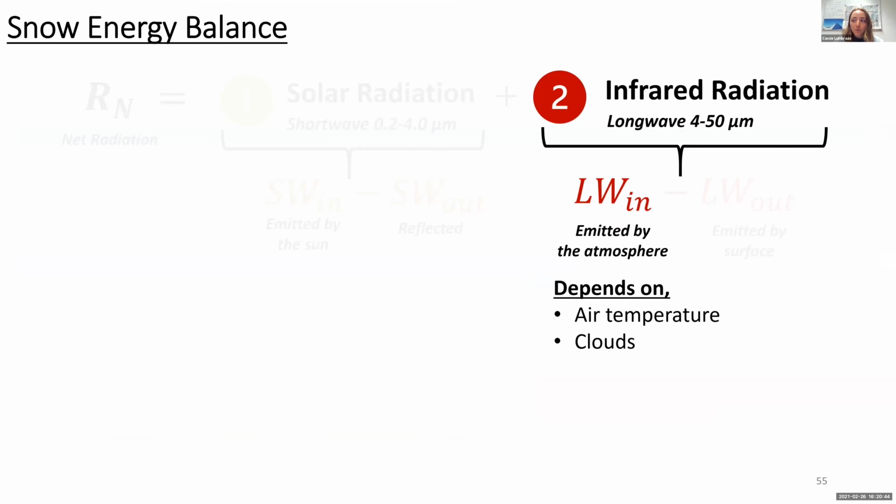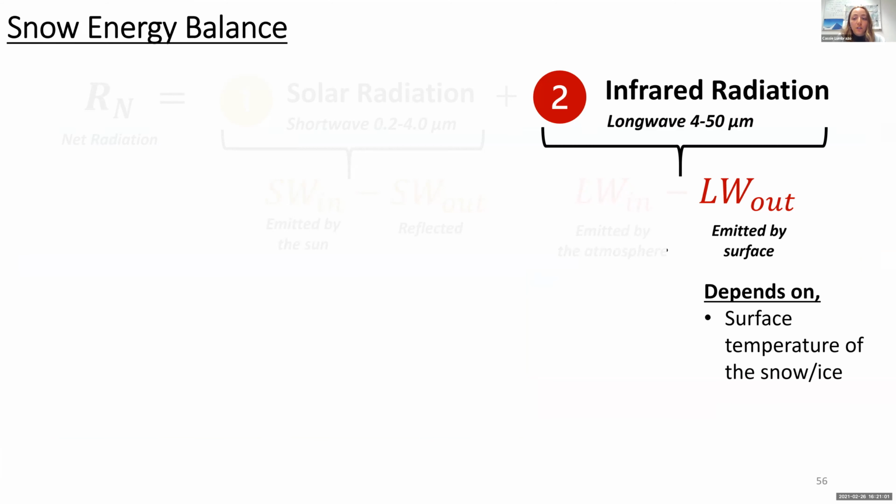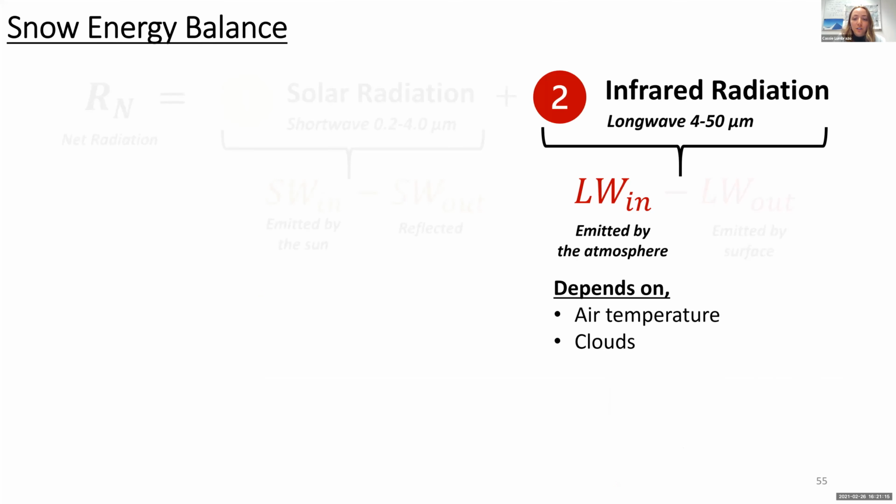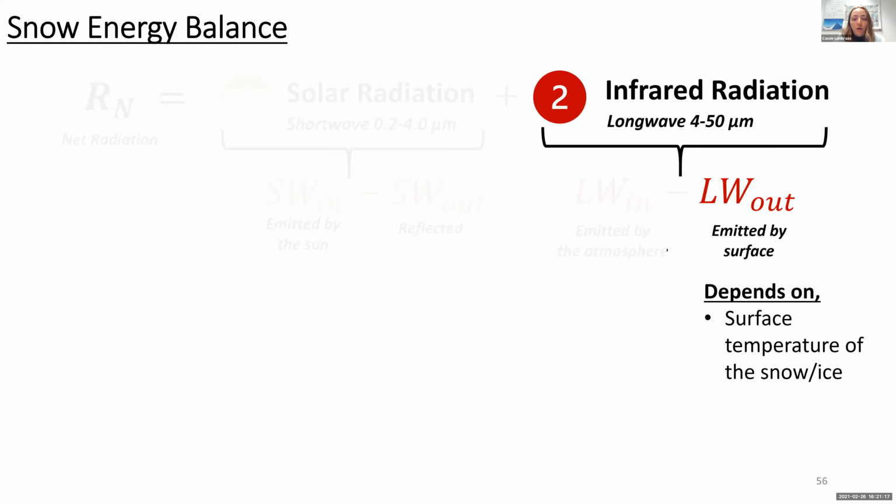So this is the first component, which is the long wave in. So this is the long wave emitted by the atmosphere. The atmosphere is that body. It could be clouds or just the atmosphere, which is actually emitting that long wave. And this depends on temperature, clouds. And you have your long wave emitted by the surface, which depends on the surface temperature of snow and ice. So if we're talking about long wave, we really need to start talking about clouds, because like I just mentioned, we have a long wave which is emitted by the atmosphere, which is also involved with clouds.